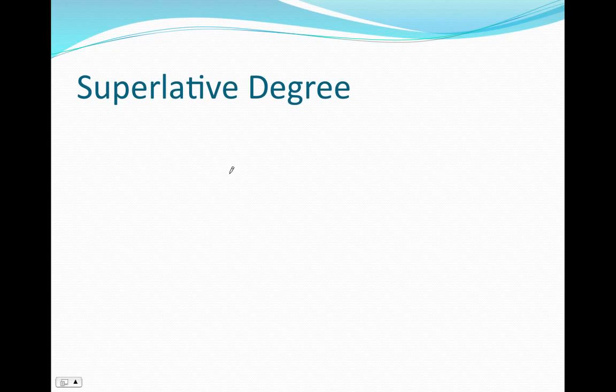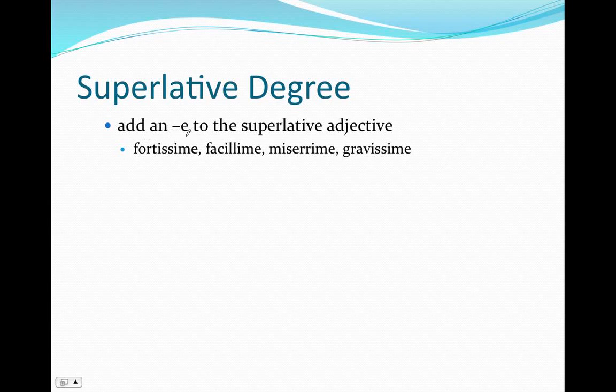And then there's the superlative. And the superlative is very, very easy. It's very consistent. You're going to add an E to the superlative adjective. Remember, all superlative adjectives, fortissimus, most strong. Notice fortissimus is a first and second declension adjective. And remember, if we go back to the positive degree, all you have to do to form an adverb from a first and second declension adjective is drop off the -us and change it to an E.